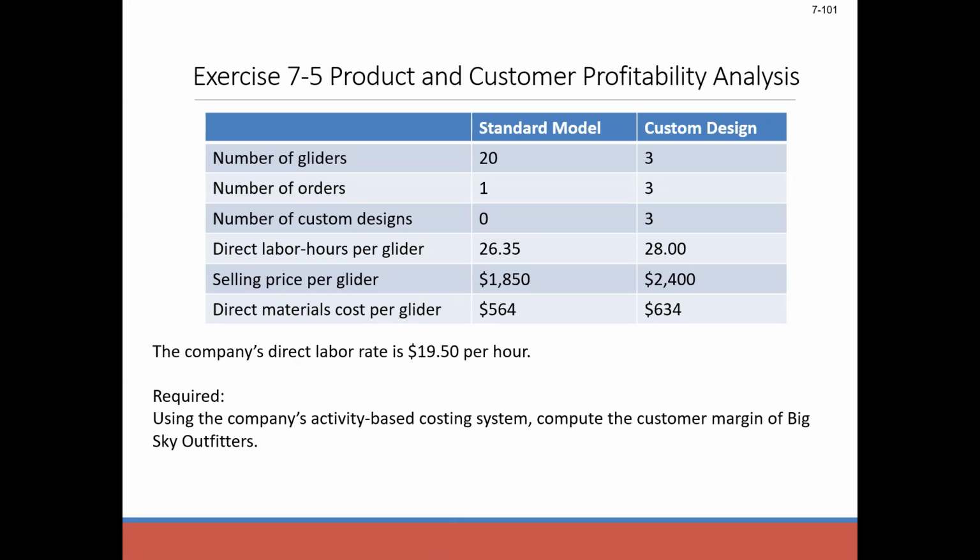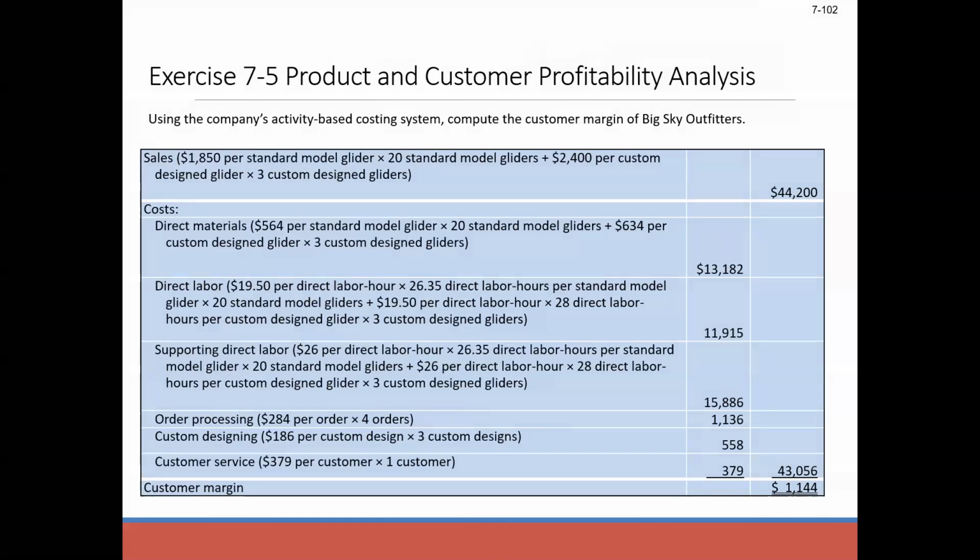So we see here the number of gliders, the standard model and the custom design, number of orders, number of custom designs, direct labor hours per glider, selling price, and direct material cost per glider. Okay. Using the company's activity-based costing, compute the customer margin of Big Sky Outfitters. So we've got sales, $1,850 per standard model at 20 of them, and then $2,400 per custom glider at 3 of those, for total sales of $44,200. We look at the costs, $564 per standard, 20, $634 times 3 gives us cost of $13,182.